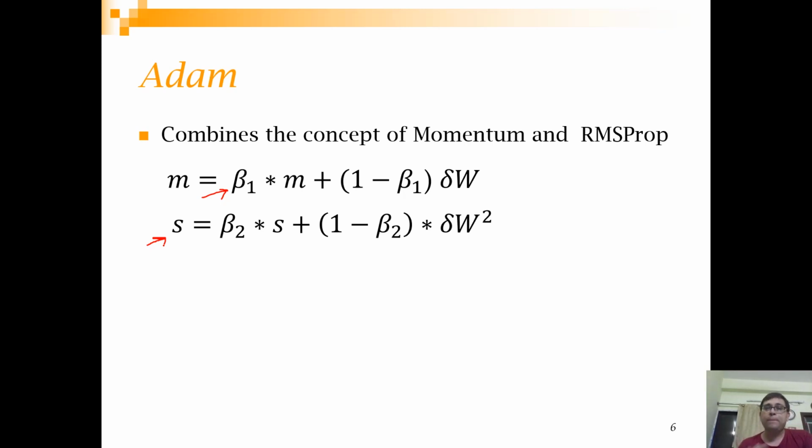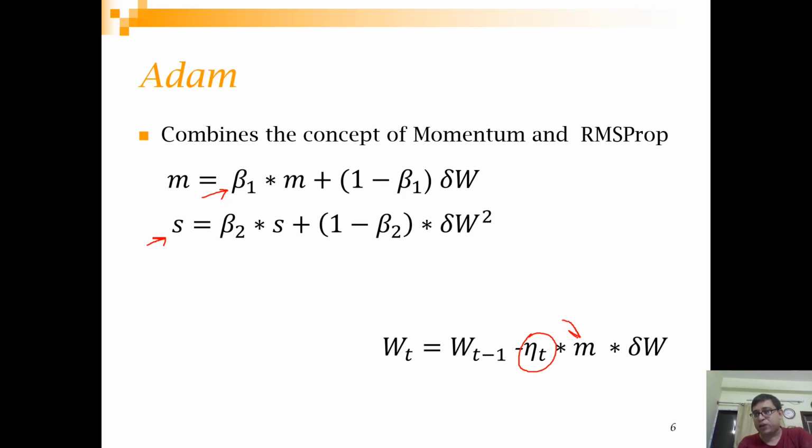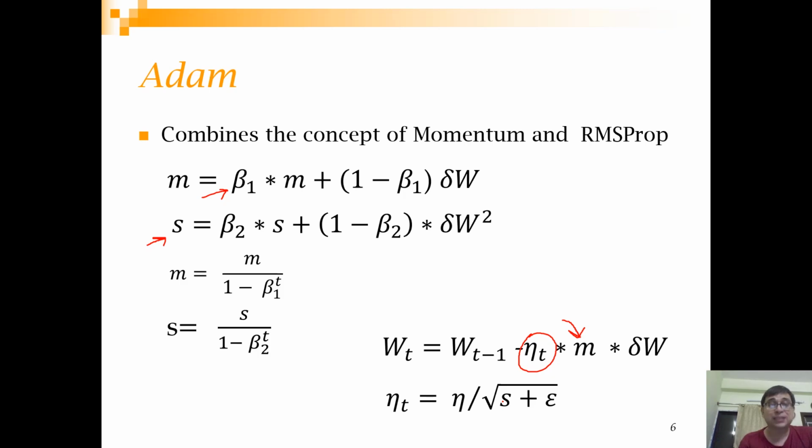So now what we are going to do is, instead of using this eta t directly as we did earlier, we are also bringing in the effect of m. You know that eta t is nothing but eta by square root of s plus epsilon. So you are getting the effect of momentum in the numerator, and the effect of the denominator term. There is also one more thing that Adam does, which is called bias correction.